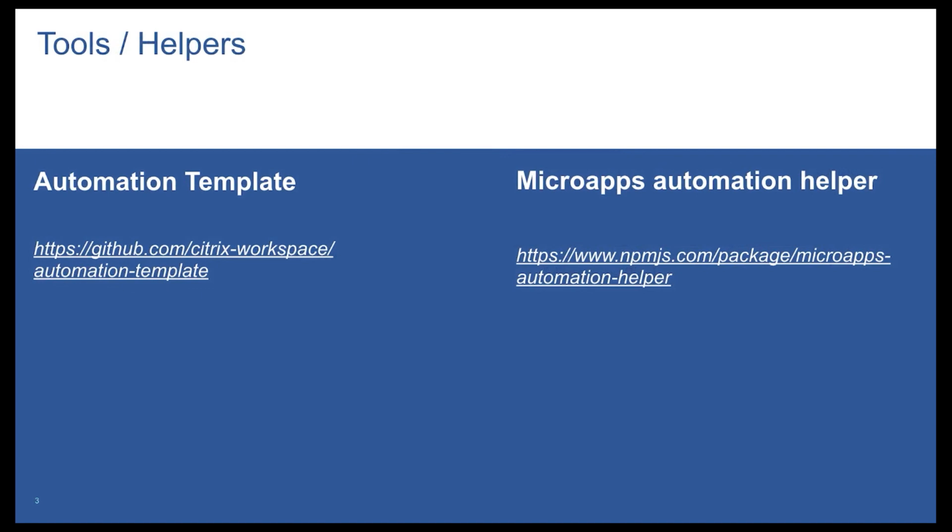For building our integration test, I will use automation template and Microapp's automation helper. The automation template is just template repository on Github and it contains all necessary setup for you to be able to write and run your test. And Microapp's automation helper, it's npm package which provides you some common functions to test the Microapp's integration. And now let's go to the VS Code.